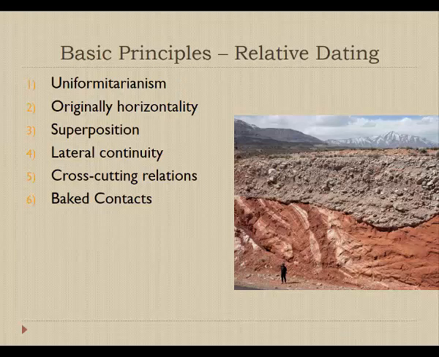Then principle 6 is about baked contacts. And when we talked about intrusions in the context of metamorphic rocks, we learned that when these hot magma intrusions come in contact with older country rock, they often bake the rock and metamorphose the rock to change its chemical composition. So here again, the baked contact must have been there before the magma showed up if it was able to be changed by the magma. So the baked contact is older while the intrusion that's cutting across it is younger.